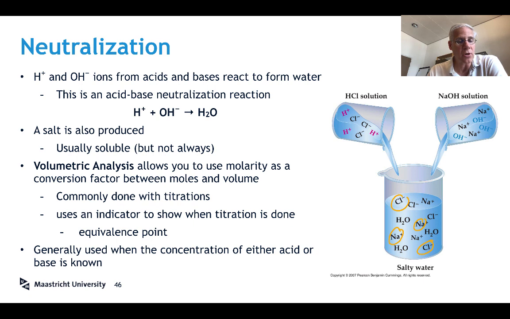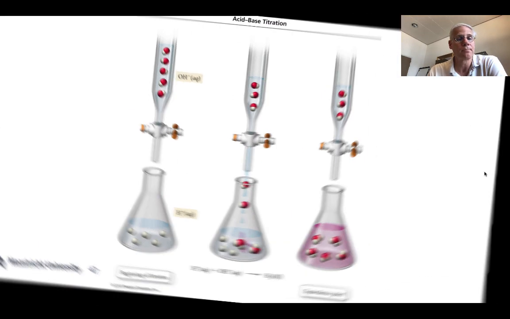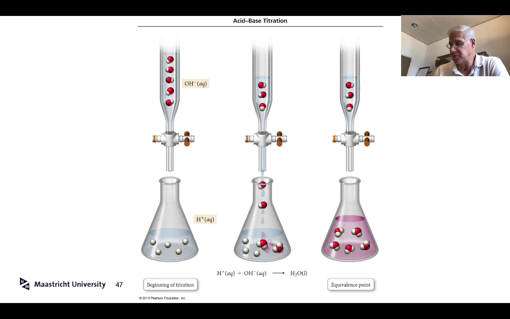An indicator is another chemical that changes color at a very specific strength of acid, or pH. Once it changes color, we say that we have reached an equivalence point. At the equivalence point, the amount of acid and the amount of base is equal. And once I know that, I can find the concentration of either one of the acids or one of the bases that I'm using.